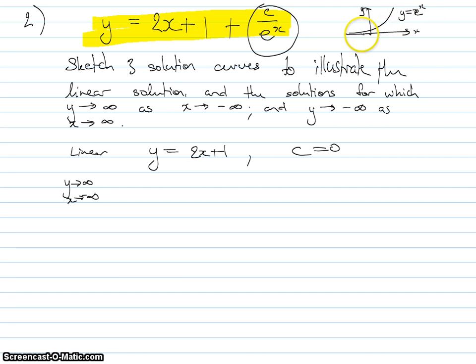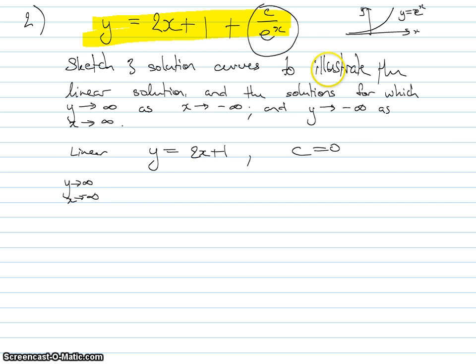What can we say? When x is very, very large in the negative direction, then we can say that e to the x is very, very small, very close to 0. But when we divide by a number close to 0, the magnitude of the result is going to be big. So this term here, c divided by e to the x, is going to get very, very large when x becomes very, very negative. What does that mean?